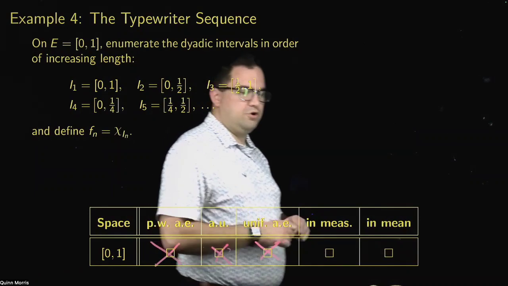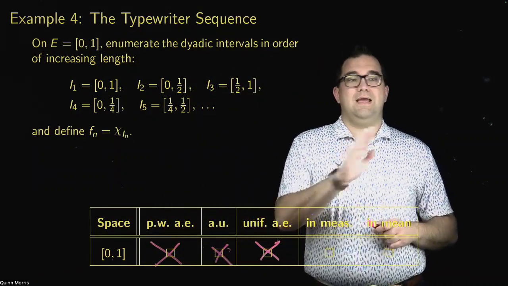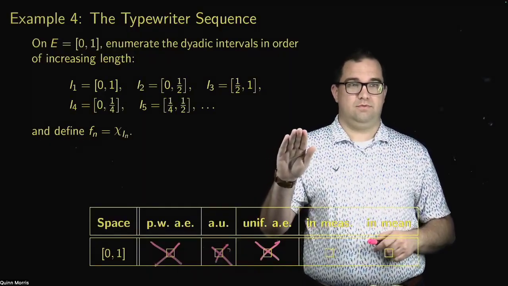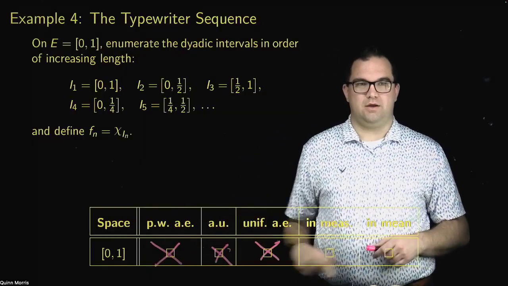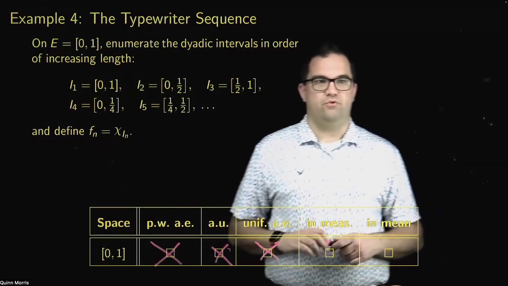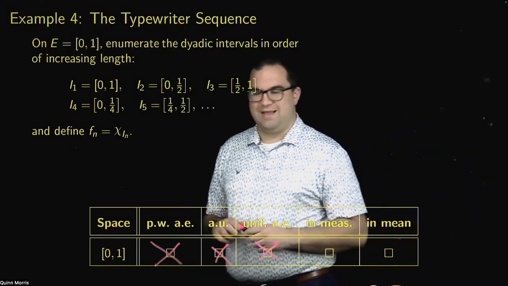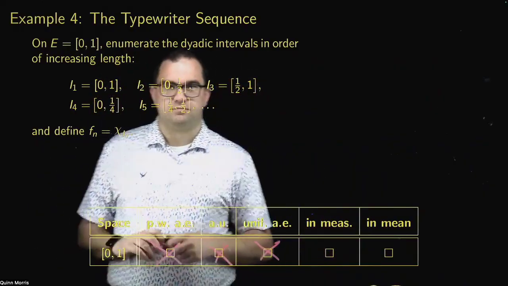Again, the failure to converge: not only does it fail to converge pointwise almost everywhere, it fails to converge pointwise at even a single value. So this doesn't converge pointwise at all. It's certainly not going to converge almost uniformly. Now, the ones that are in question, though, really are these, in measure and in mean. So let's think about these.